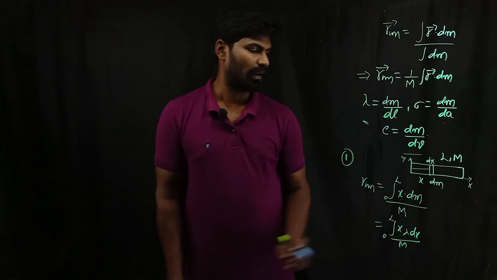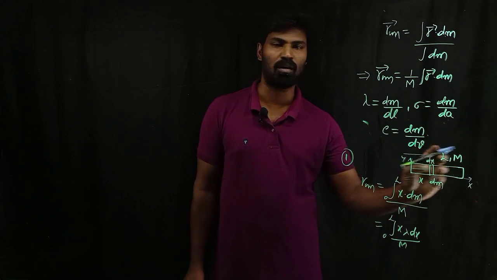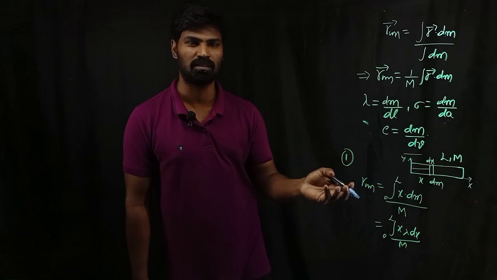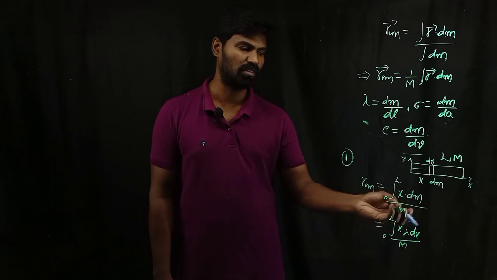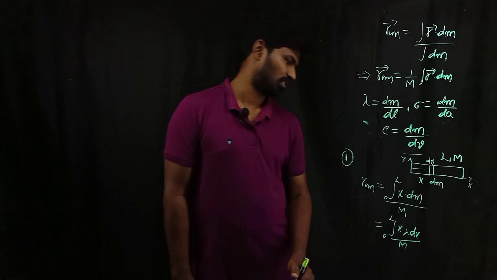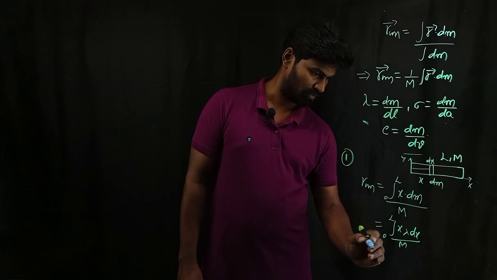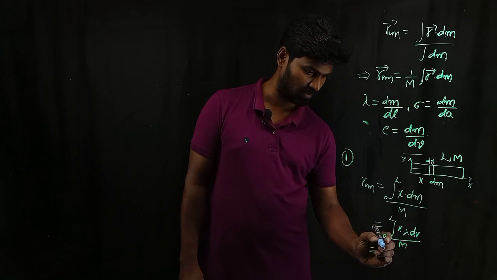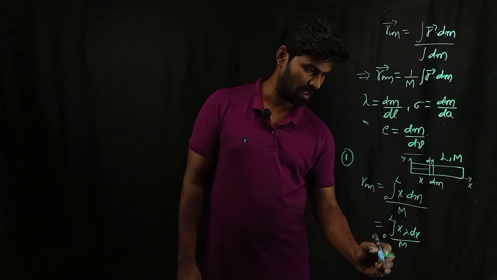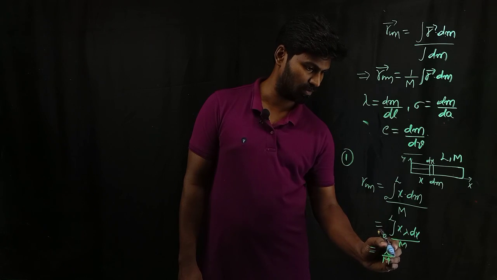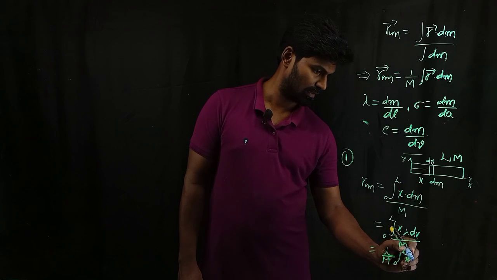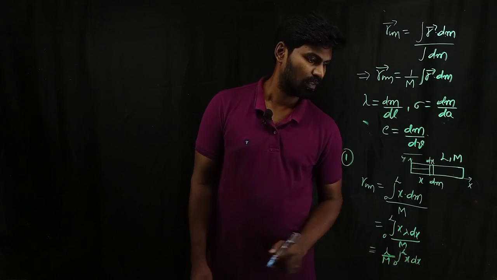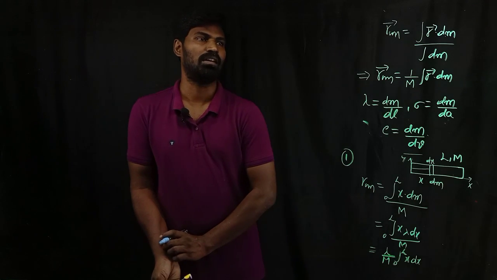Here lambda is constant because it is a uniform mass distribution. If it is a non-uniform mass distribution, it will be given as a function of lambda. But here, for simplicity's sake, I am considering a uniform mass distribution only. So you can write lambda as constant and pull it outside the integration: lambda divided by capital M into the integral from 0 to L of x dx.